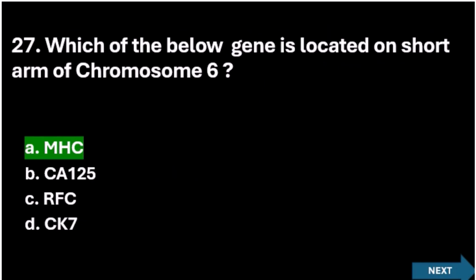Next question. Which of the below gene is located on short arm of chromosome 6? The right answer is MHC. Option A, MHC is the gene located on short arm of chromosome 6.